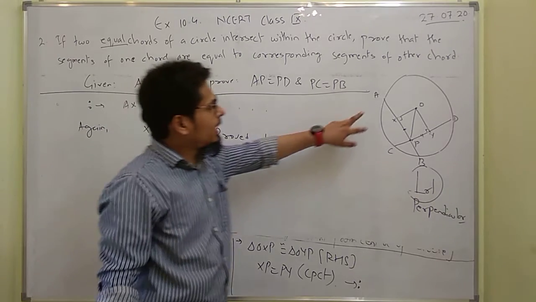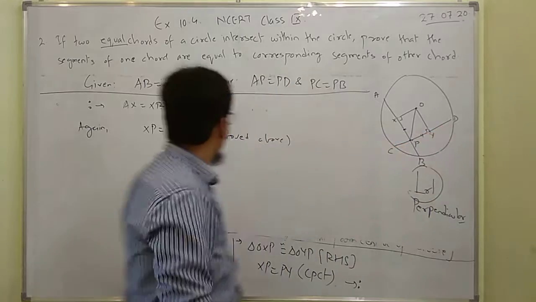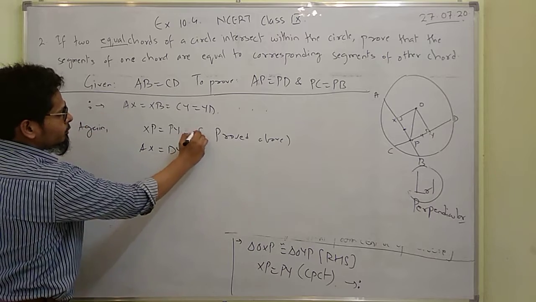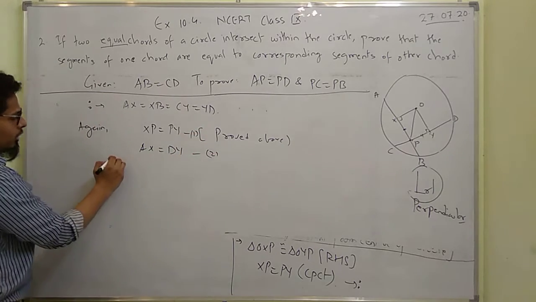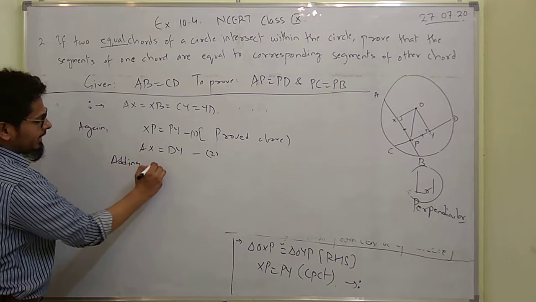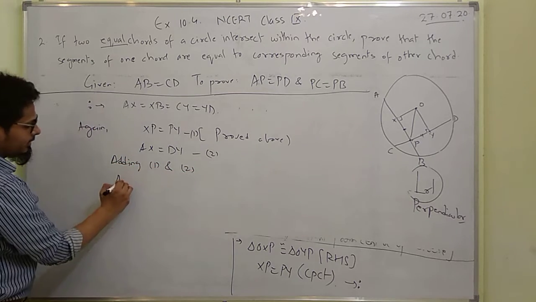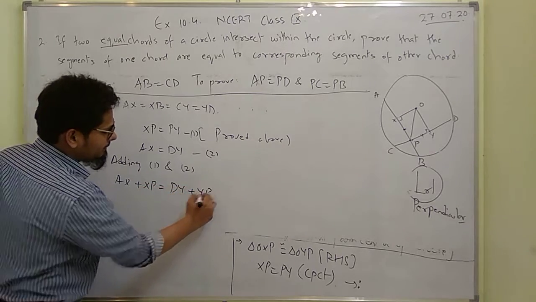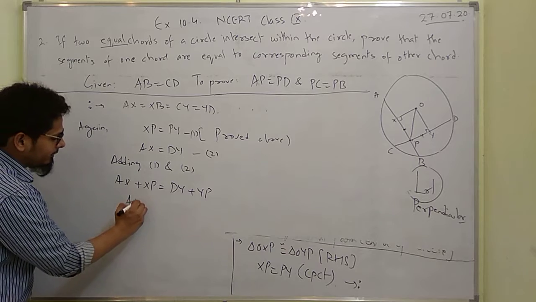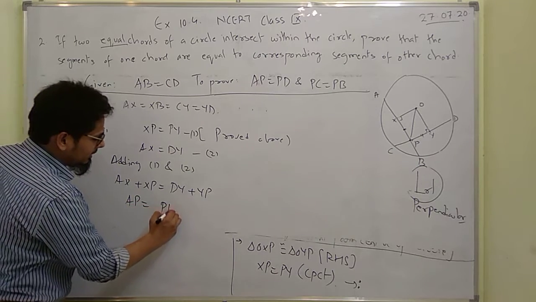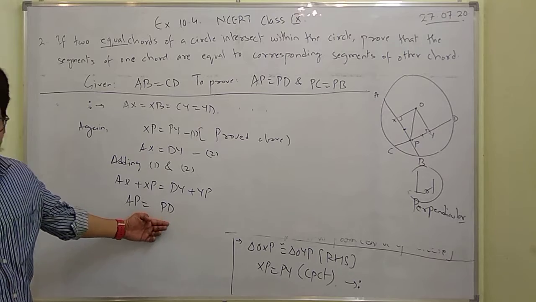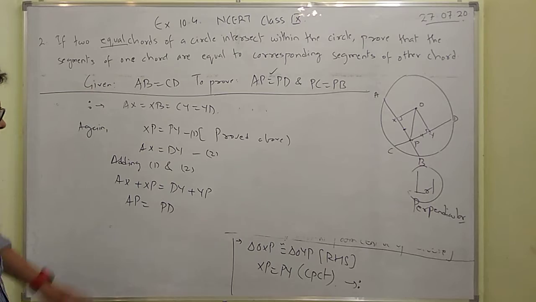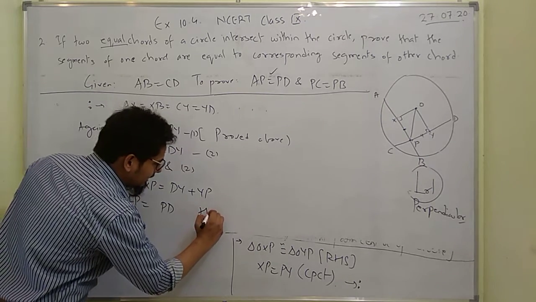अब हम यहाँ पर क्या करें, अब हम AX को DY में ऐड करें, तो हम यहाँ से ले लें AX and DY, right? Question number 1, equation 2, right? Adding 1 and 2, हमें क्या मिला है? AX plus XP is equal to DY plus YB. Now what we have? We have AP is equal to DP. Clear? Class, this is the first part. ठीक है ना? Class, ये वाला part finish हो गया. XP AP equal to PD, right? Now move on the next part.